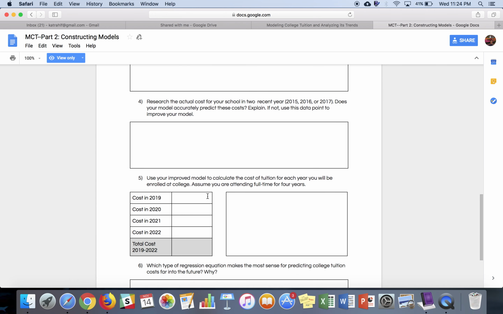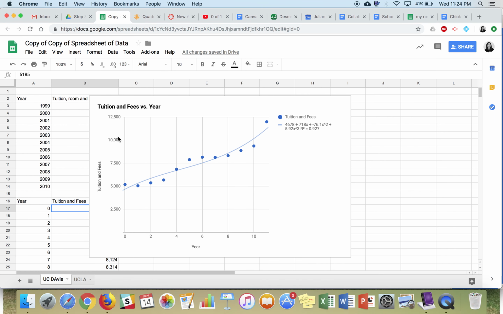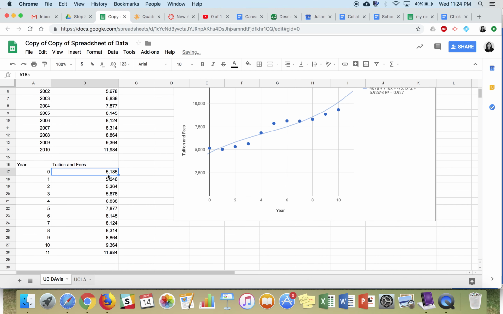Now what you're going to do is research the actual cost for your school in the 2 recent years. So you could use this year, 2018, and 2017, or 2016 and 2017, and you're just going to have to Google that and find that. Then what you're going to do on your table is you're going to have to skip down.